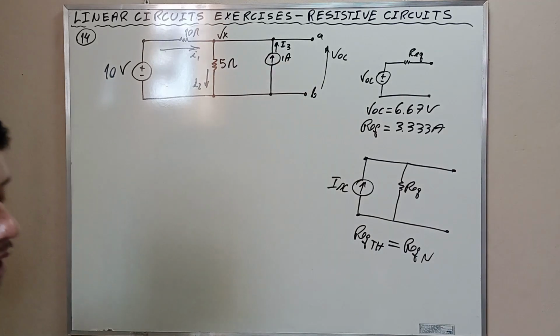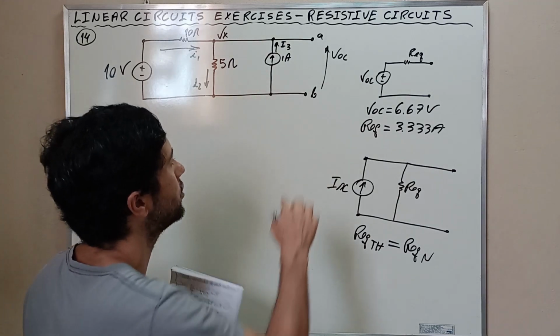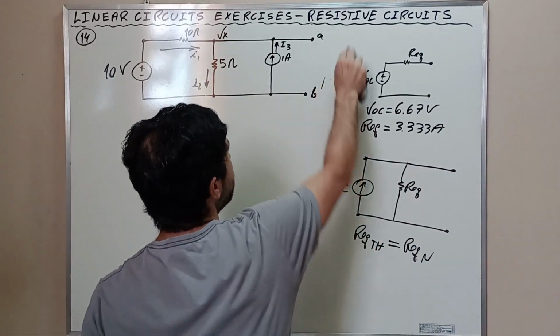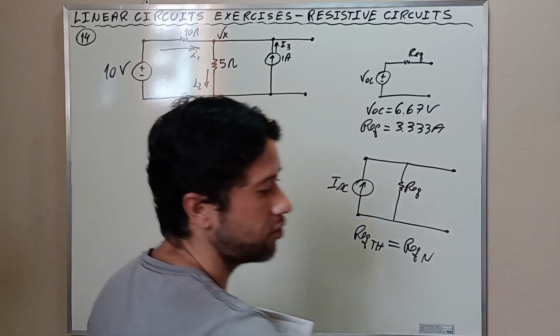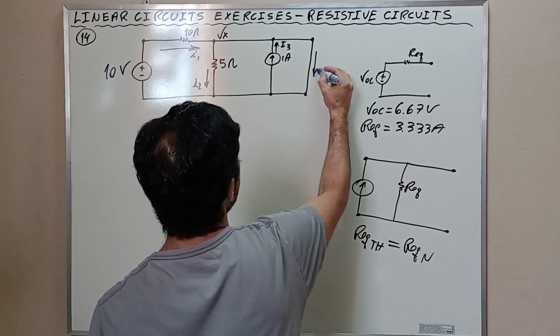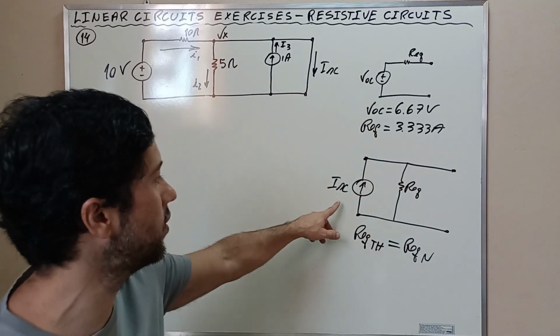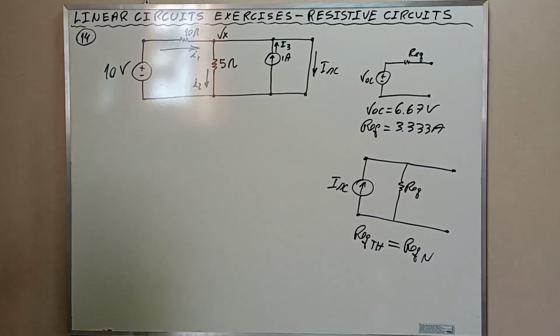We could have used all this to calculate the short circuit current here. What we would need to do is to simply short circuit here. Okay, we could simply short circuit here. Okay, we cause a short circuit here, and the short circuit current of the Norton equivalent circuit passes here. We could have done that, but this is not the technique that we are going to use.